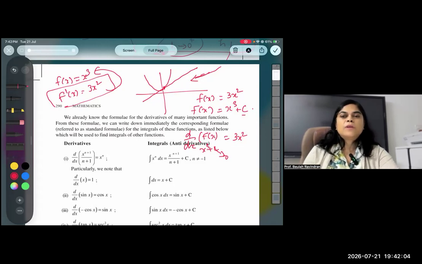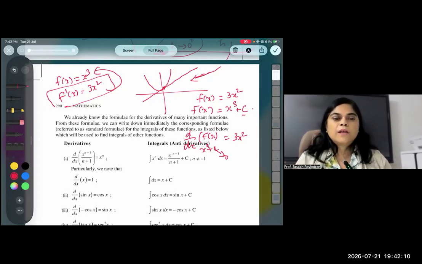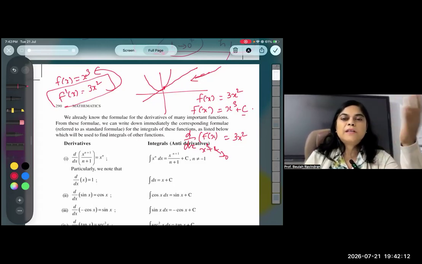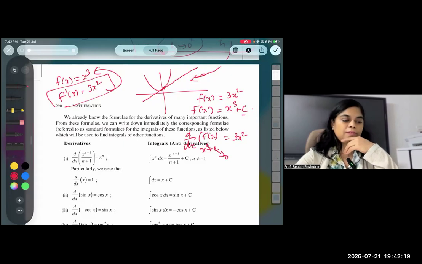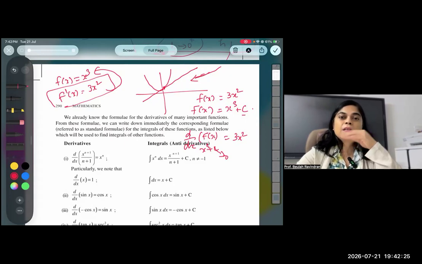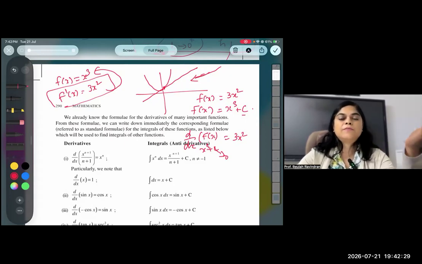So what is the logical connection between the derivative and the antiderivative? Derivative means we saw the rate of change of a function. What function has this as its derivative? That is very important. So that is the antiderivative.